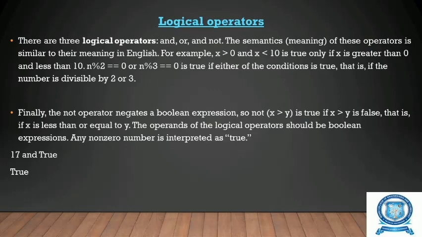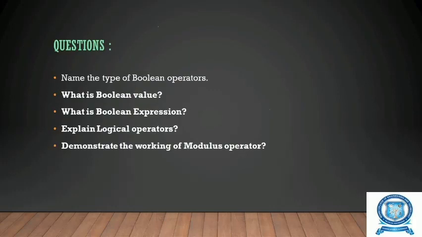The operands of the logical operators should be Boolean expressions, and any non-zero number is interpreted as true. When 17 and true is given, 17 is a non-zero number, so it will be taken as true. So true and true will return true, as we have already seen. Here 17 is taken as true. These are the questions which could be asked related to this topic, and thank you.